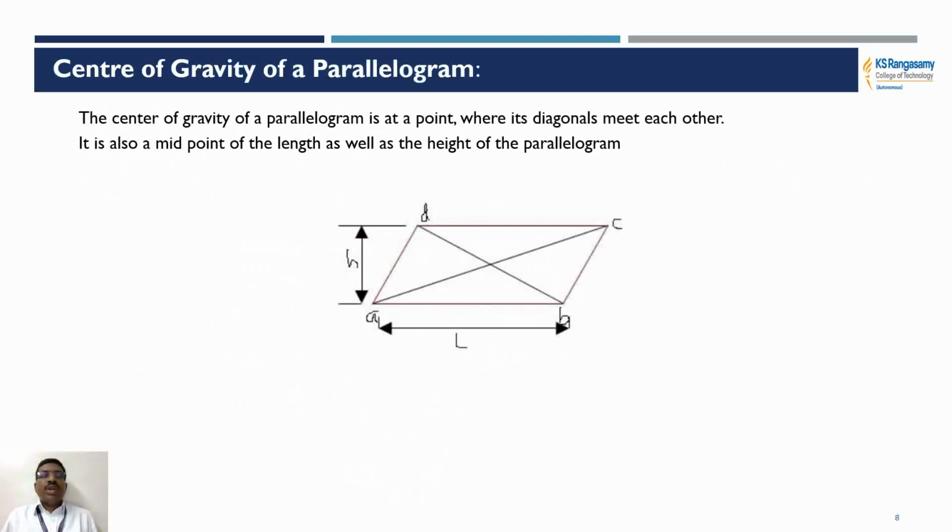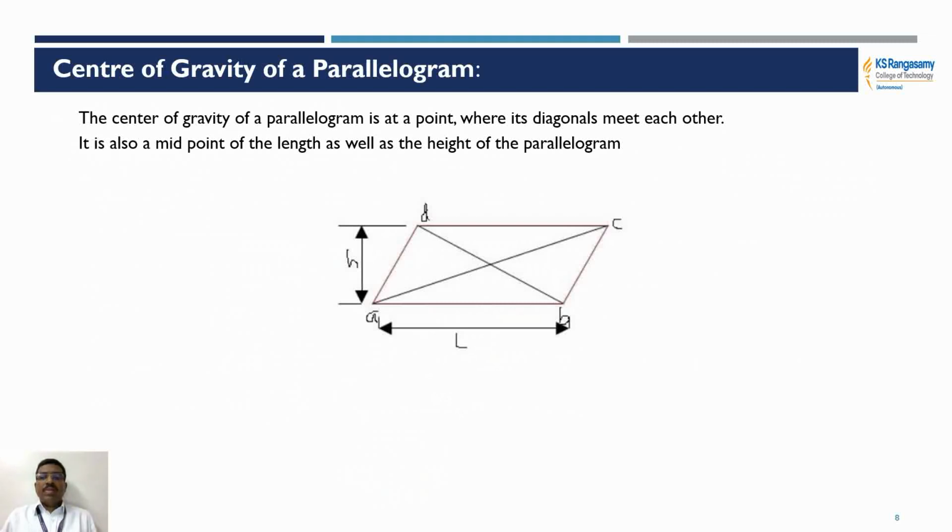Now here we are going to see about the center of gravity of the parallelogram. The center of the parallelogram is nothing but the point where the diagonals meet each other. In all rectangles, squares as well as parallelograms, the diagonal meeting point, the intersecting point, is called the centroid of that particular body. It is also the midpoint of the length as well as the height of the parallelogram.